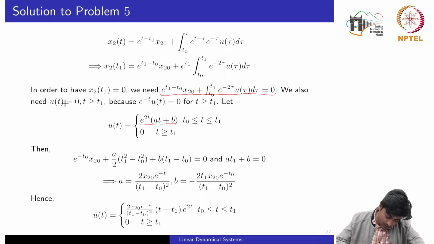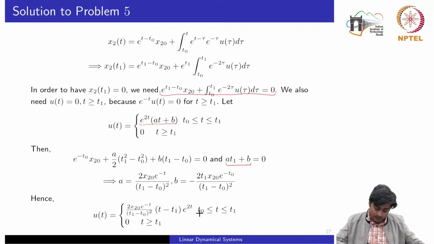Now the second part, that u(t) should be equal to 0 for t greater than or equal to t1, which would happen if a t1 plus b is also equal to 0. Now we have two unknowns and two equations. These are linear equations, so solving these two equations, we obtain a as this and b as this. Substituting this a and b into this u, we finally obtain this control input, which ensures that the state of the system would reach 0 and would stay there afterwards.